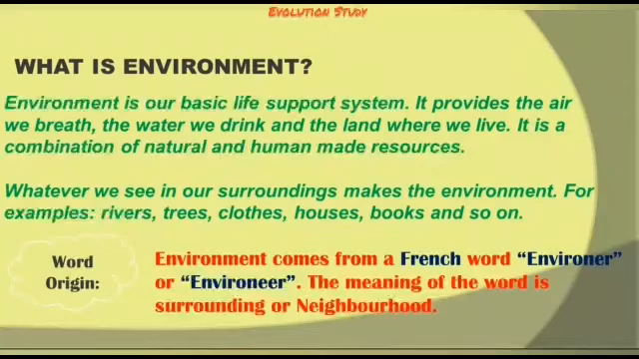Now, what is environment? Environment is our basic life support system. It provides the air we breathe, the water we drink, and the land where we live. It is a combination of natural and human-made resources. Whatever we see in our surroundings makes the environment. Example: rivers, trees, clothes, houses, books, and so on.